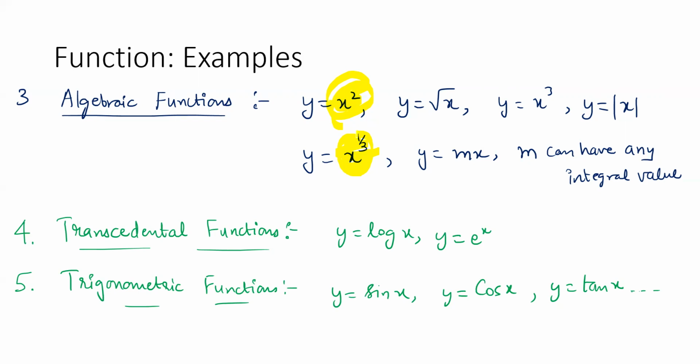We can do sine inverse, we can do cos square, we can do tangent into secant. So they are multiplied among themselves, divided among themselves. So whatever they will be, they will fall under the category of trigonometric functions.